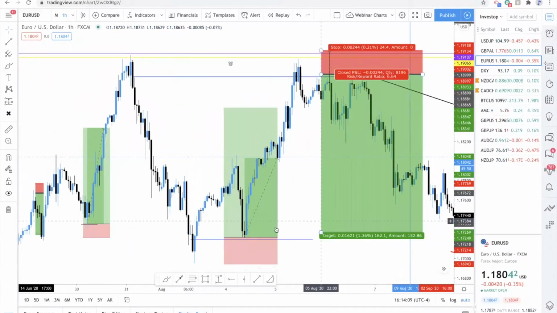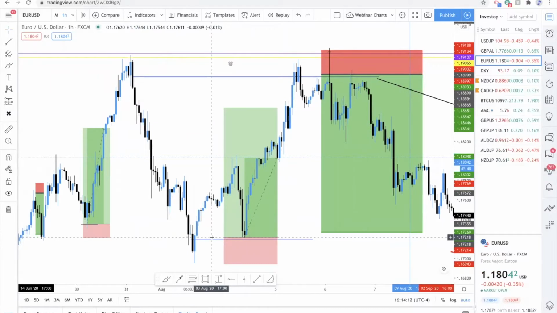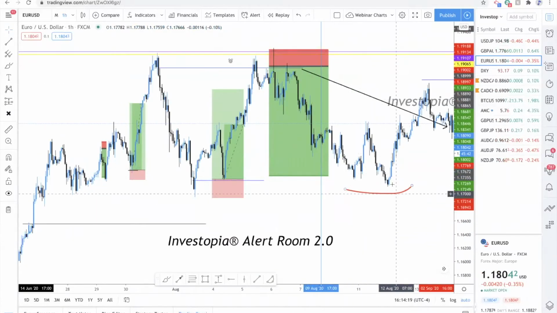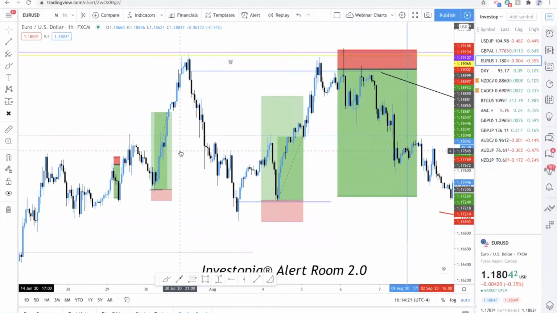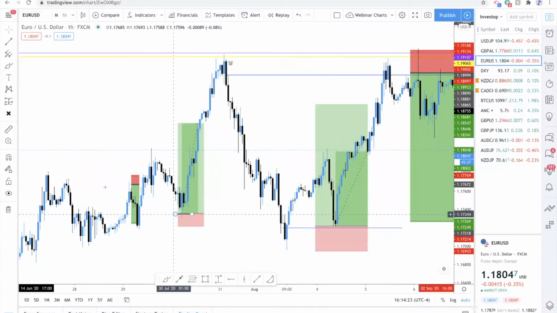We had another sniper entry here, came up to the take profit. And notice how we get out a little bit higher than it actually ends up going. We always give ourselves that little bit of room. Another sniper entry. Let's see that drawdown.